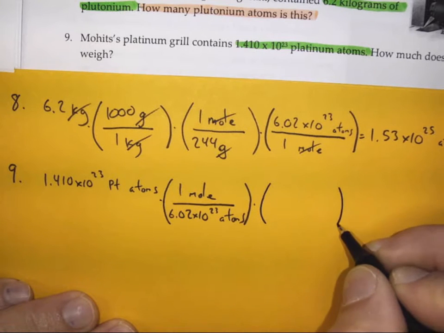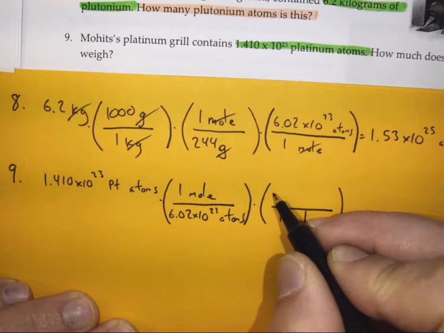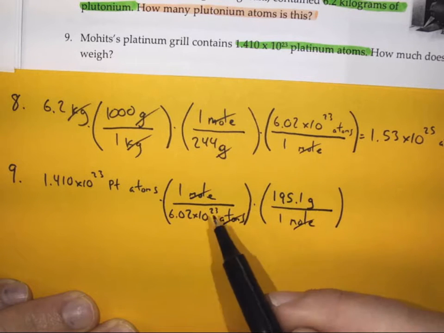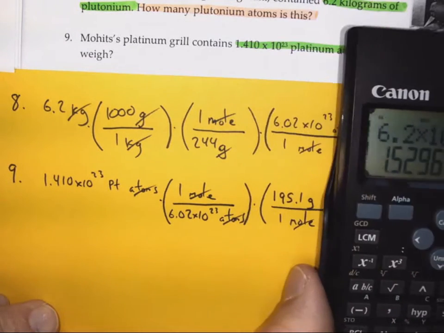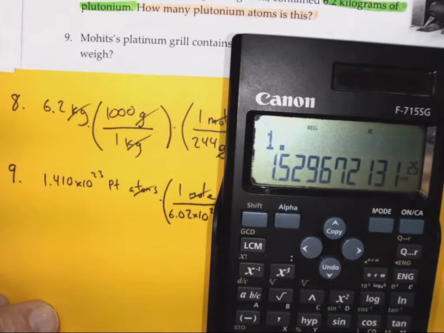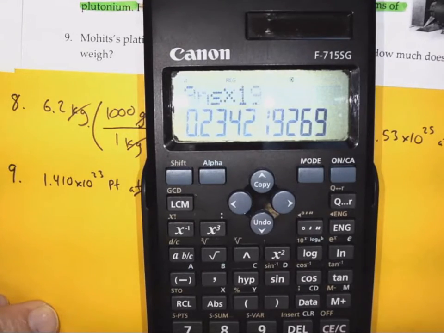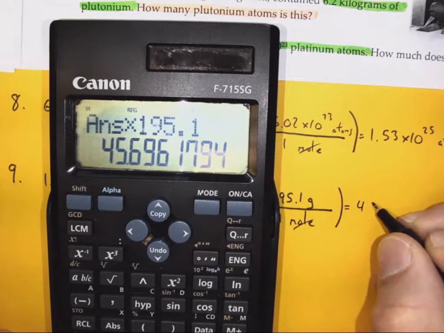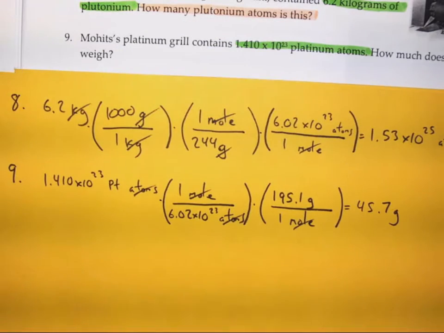And so I want moles to cancel out, so I'll put the mole down here and the 195.1 grams up here. So moles cancel, atoms cancel, and now I have a number of grams for Mowat's platinum grill. All right, so what do we got? 1.41 times 10 to the 23 divided by 6.02 times 10 to the 23, all multiplied by the molar mass. And it gives us 45.7 grams. And that's how much Mowat's platinum grill weighs.